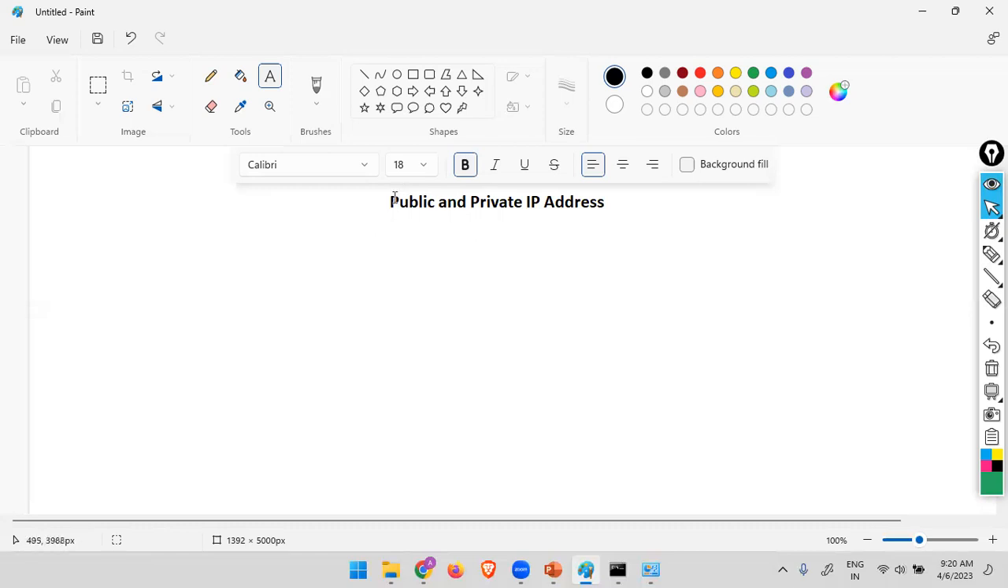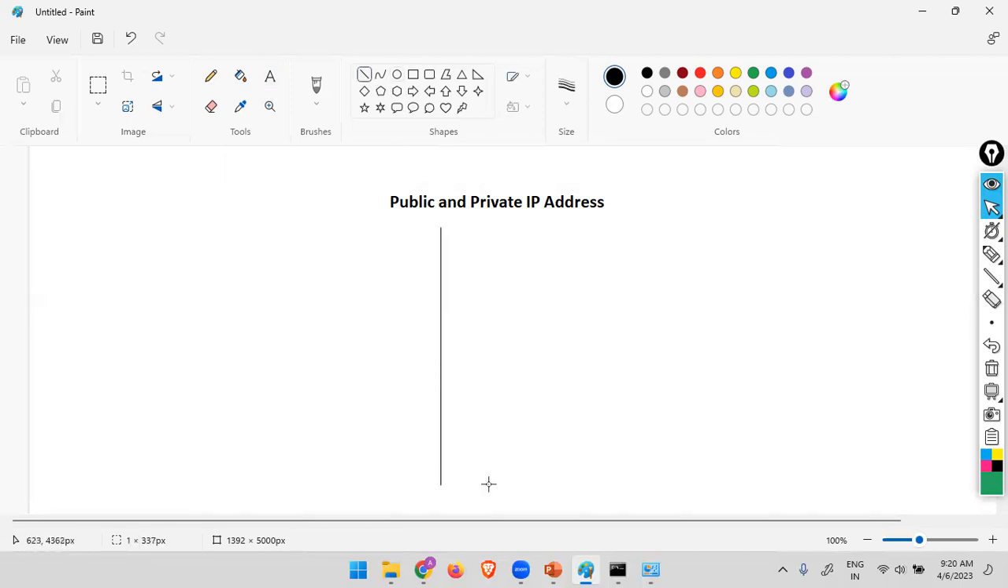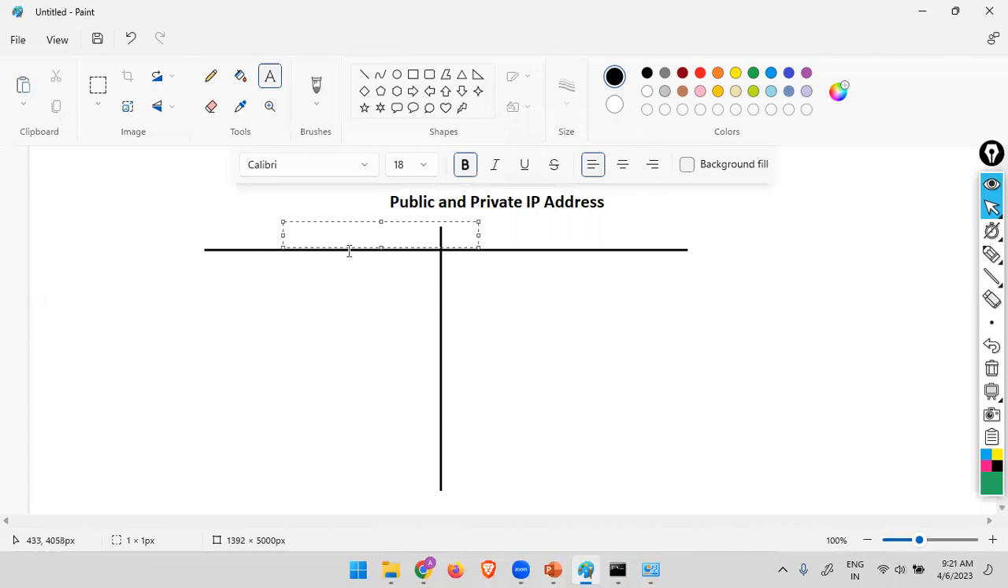There are some addresses that are available for public use, which means they can be used around the world. But there are some addresses that can be used inside private environments only. Now, how are these addresses different? First of all, we'll see the differences between the pure private and public addresses, and then we'll discuss. So one side will have public, and one side will have private.